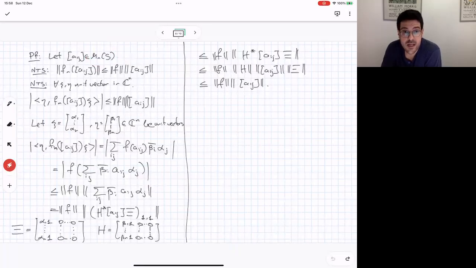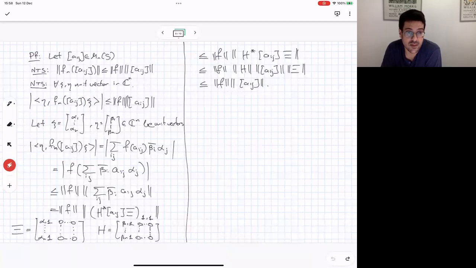right? So I want to show this inequality. To show this inequality, it is enough to fix two unit vectors in the Hilbert space in the range, which is now C to the n, because I think of Mn of C as B of C to the n, right? And apply this matrix on them, and show that this is less than what I want to have.